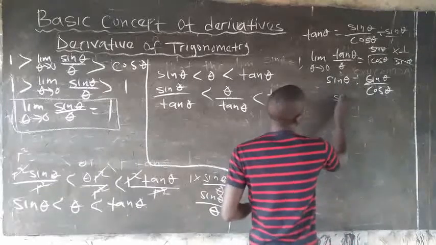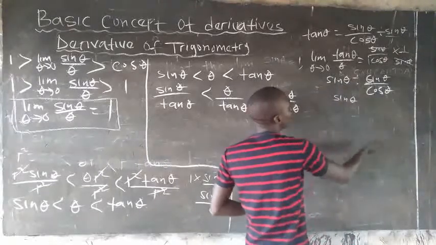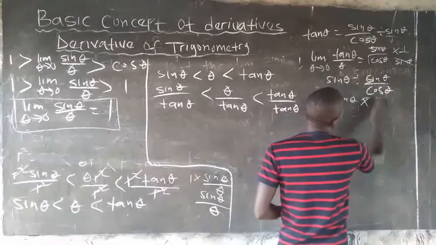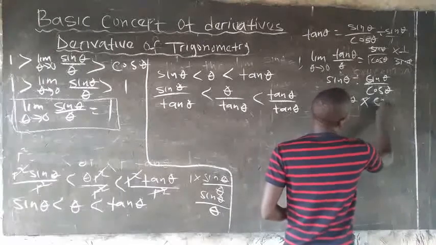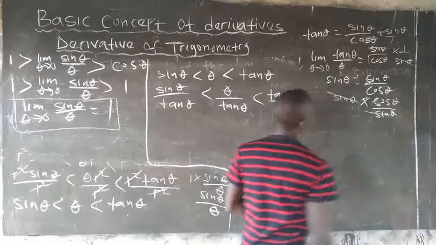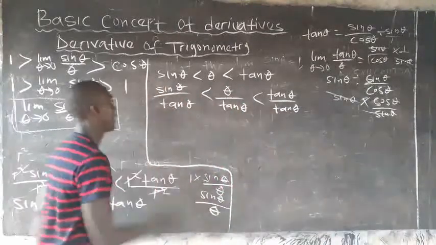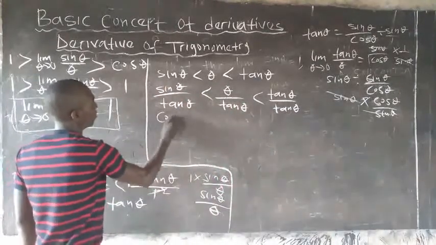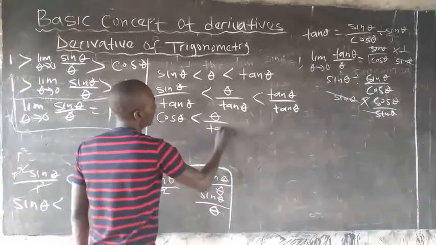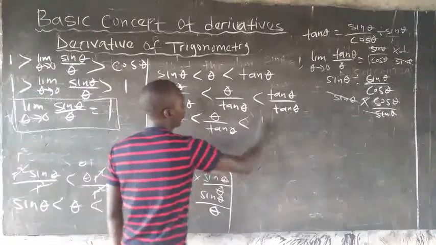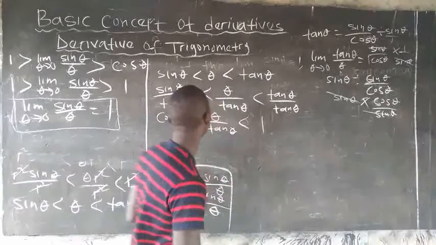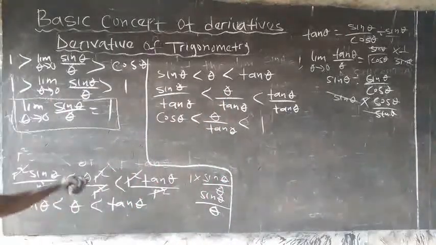So here this one will change to multiplication, provided that this one goes up while this one comes down, multiplied by cos theta over sin theta. So sin theta will cancel out sin theta, and I'll be left with cos theta. Everything here is cos theta less than theta over tan theta less than 1, because tan theta over tan theta is nothing but 1. So here I can take the limit now.